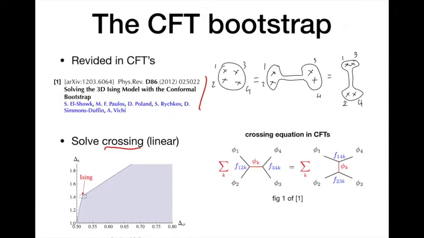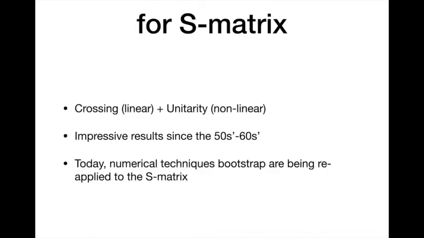That worked spectacularly well. It gave some very nice results about the Ising model, and it's still the subject of loads of developments. One of the reasons why it works so well is that it's a linear constraint. So it's not easy, but it's nice to implement. For the S matrix, on top of crossing, you want to solve for unitarity, which, let's see.